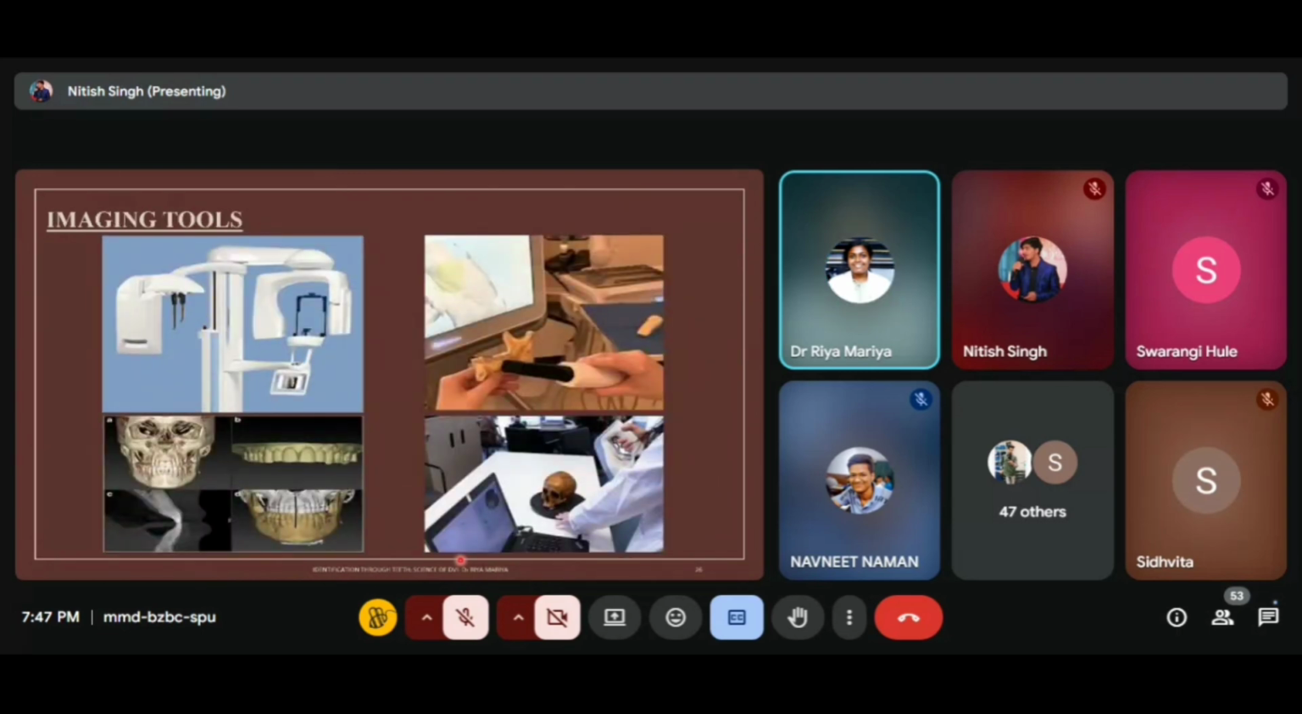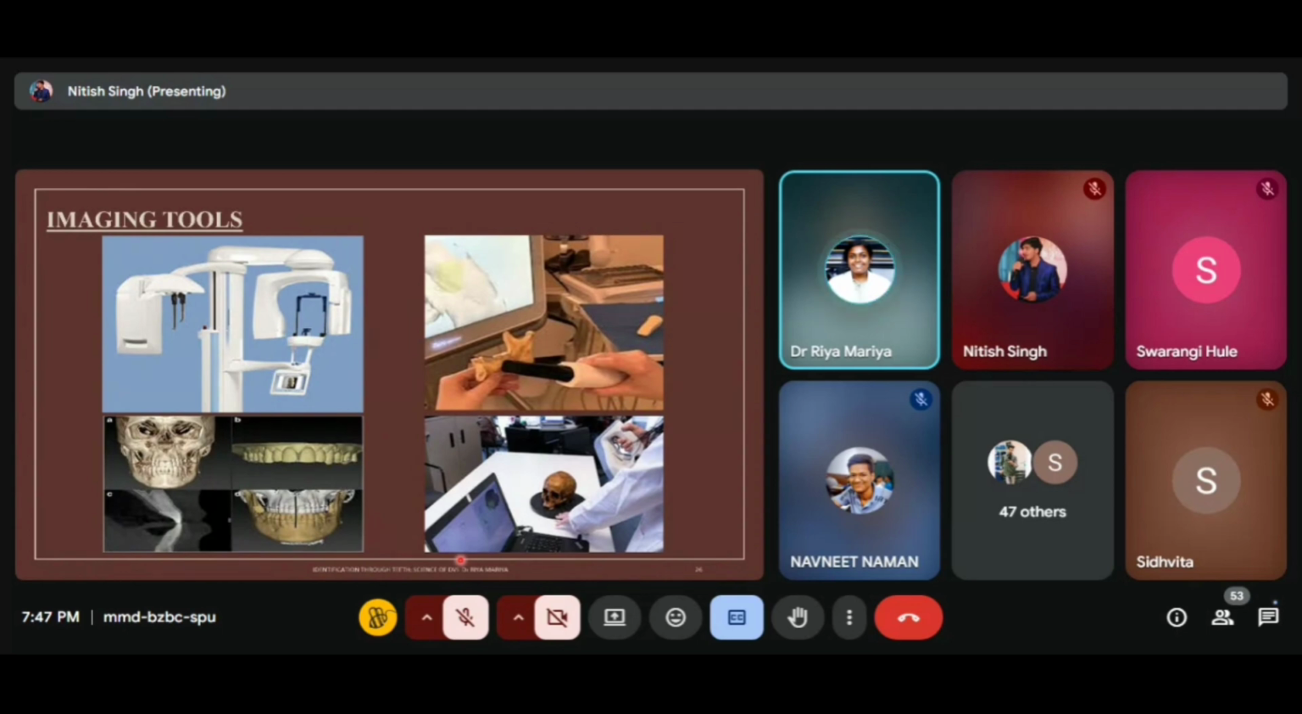Then CBCT, that is the CBCT scanner machine. And down, the skull picture, you can see how a CBCT radiograph will look. It gives a 3D representation, so you can zoom in, zoom out, rotate and all. Okay, that is how a CBCT looks.